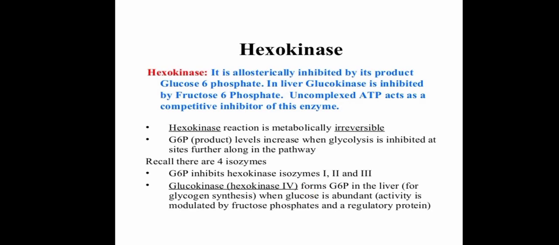So first is the hexokinase. What is hexokinase? The first enzyme. It is allosterically inhibited by its product glucose 6-phosphate. What is allosteric inhibition? You are having this enzyme and all these things, I think, in your first semester, if you can remember. What is the allosteric enzyme?